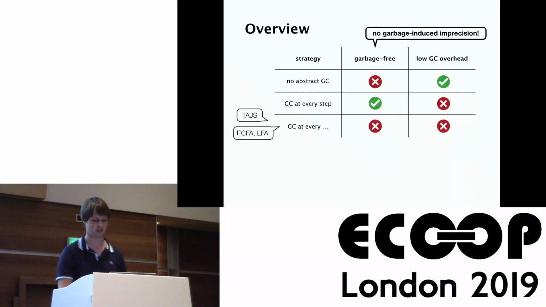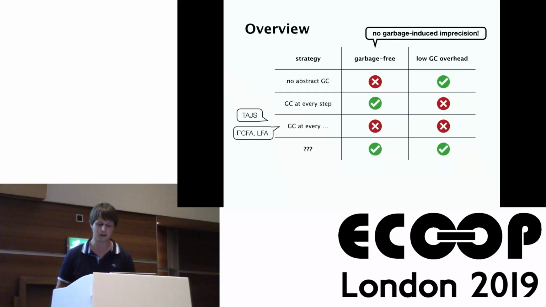frequent GC applications. Now you can of course make a compromise, which is for instance done in the TAGS frameworks or other related work, and apply abstract garbage collection less frequently, for instance at every function call. If you do that, then you'll be able to reclaim a lot of the garbage, but in general you're not going to be garbage free. Similarly, you're going to reduce a lot of the overhead by not applying it at every step, but in practice there's still going to be a significant amount of overhead.